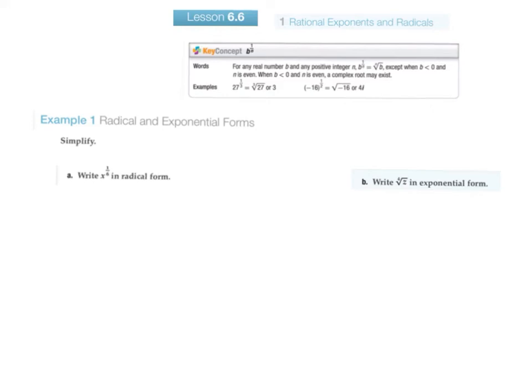So what we're going to do now is simplify radical and exponent form. We're going to change from radical to exponent forms and back and forth. So here's the key concept. What we're going to do is look at this.